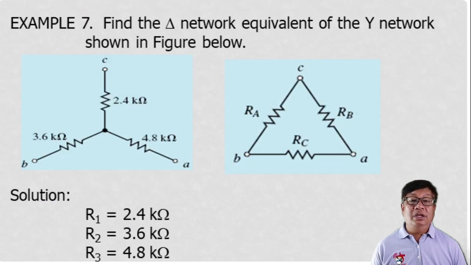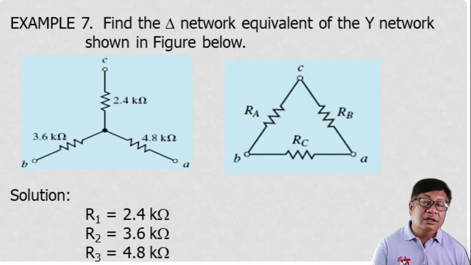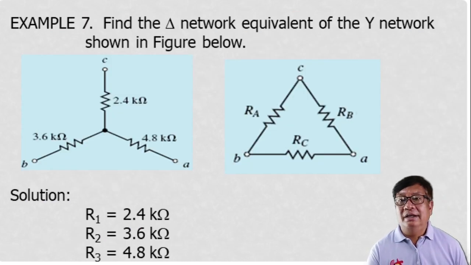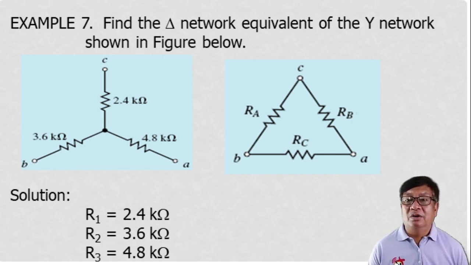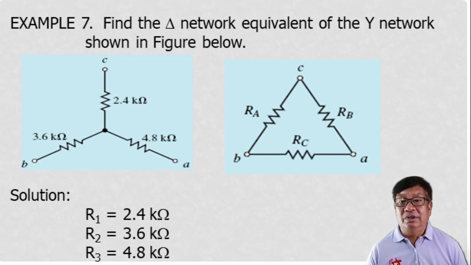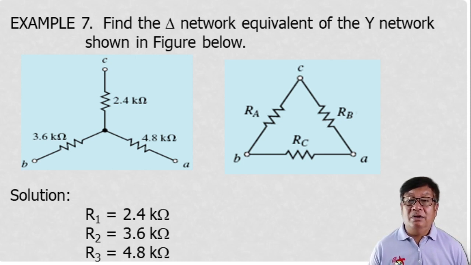Okay, so to continue, we have this problem. Find the delta network equivalent of the Y network shown in the figure below. Here is the Y, and here is the delta, which is your unknown. R sub A, the opposite of letter A.